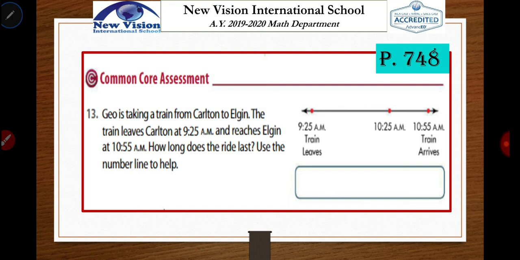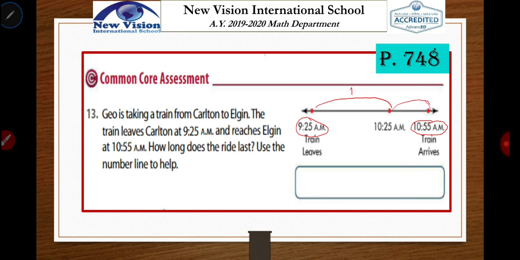Okay, so we have here the start time at 9:25 and the end time at 10:55. So how long does the ride last, or what is the elapsed time? What's your answer? Remember, from 9:25 to 10:25, that's exactly 1 hour, correct? And how many minutes is it from 10:25 to 10:55?